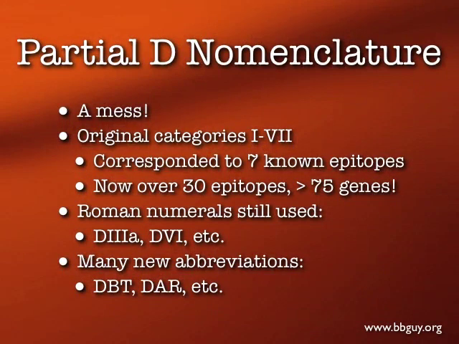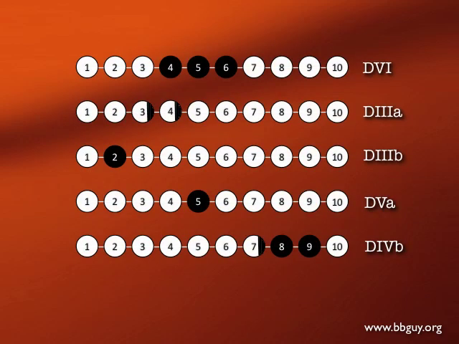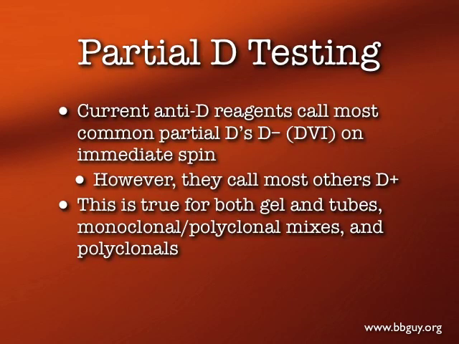In terms of the nomenclature, I'm not even going to talk about it much. I've already mentioned that we used to use categories. It's really a mess. We still use Roman numerals that kind of correspond to the previous categories, such as D3A, which is the most common form of partial D in African Americans, and D6. Remember, that looks like DVI, but it's actually D6. Don't say DVI or people will laugh at you. But there are a lot of new and different abbreviations. There are certainly over 75 genes that cause partial D. So it's kind of a disaster. I showed you this before, the genetics and the gene conversion thing, and here are some of those examples. The top two being, remember, D6, the most common in Caucasians, and D3A, the most common in African Americans, but there are different varieties, which you certainly don't have to memorize.